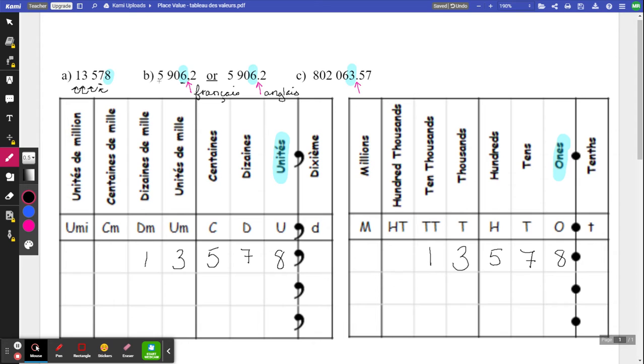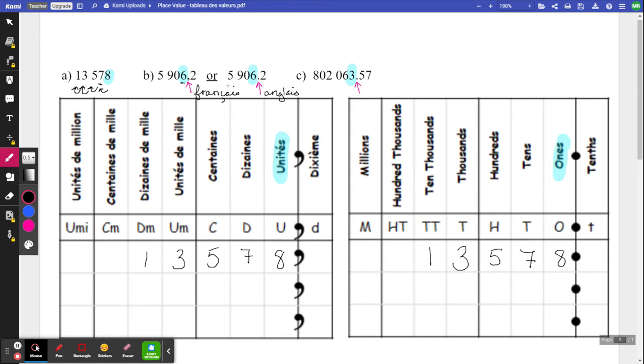Donc, on dit 5,906,2, and this word here, DCM, which means tenths. Okay, donc 5,906,2 DCM.